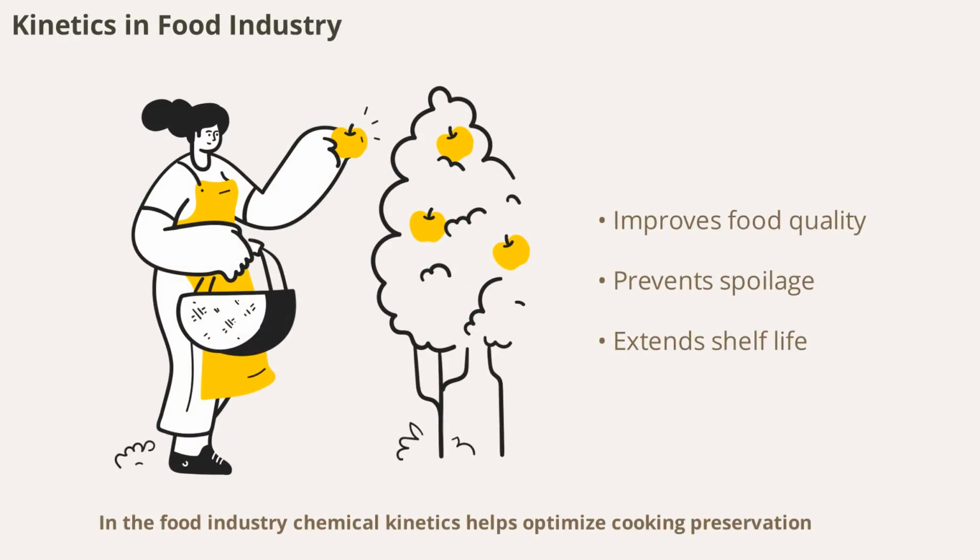In the food industry, chemical kinetics helps optimize cooking, preservation, and packaging processes. By understanding how reactions like browning or spoilage occur, manufacturers can improve food quality and safety. Kinetics also guides the development of new preservation techniques to extend shelf life.